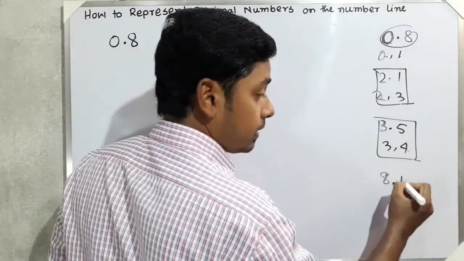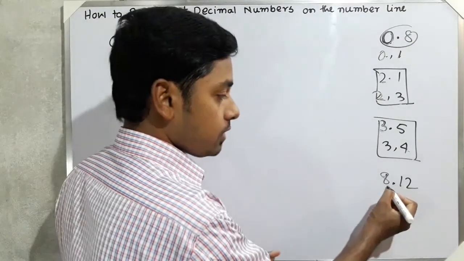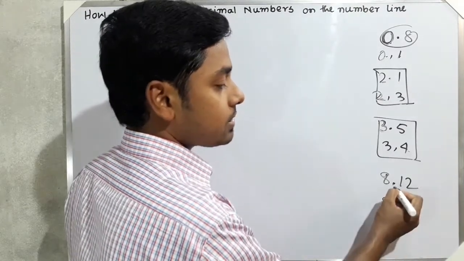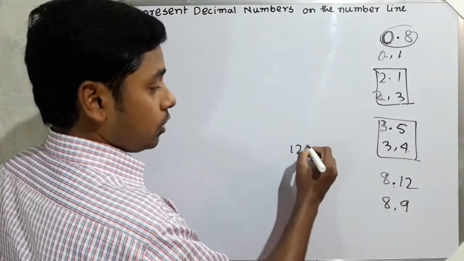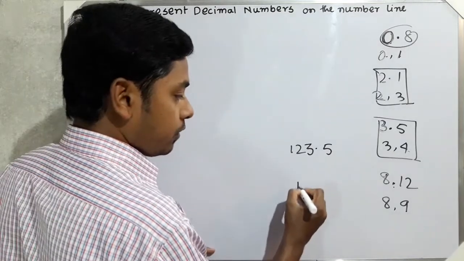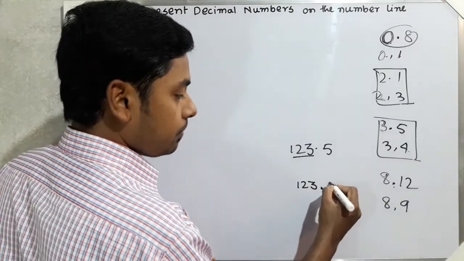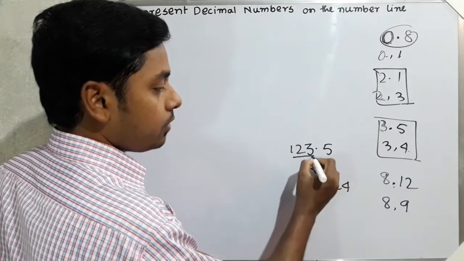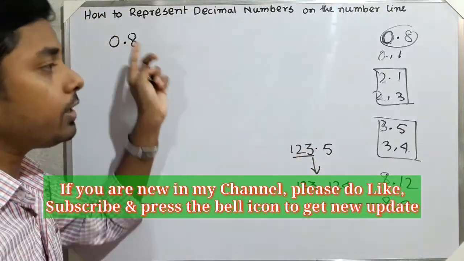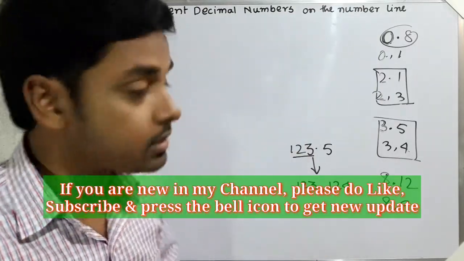Suppose 8.12 will lie between which two whole numbers? First of all you have to take 8, and after 8 it will come 9. That means this number will lie between 8 and 9. Suppose 123.5 will lie between which two whole numbers? First of all 123, and after 123 it will come 124. That means this number will lie between 123 and 124. Like this way you have to find out that the given decimal number will lie between which two whole numbers. Clear? This is the way.